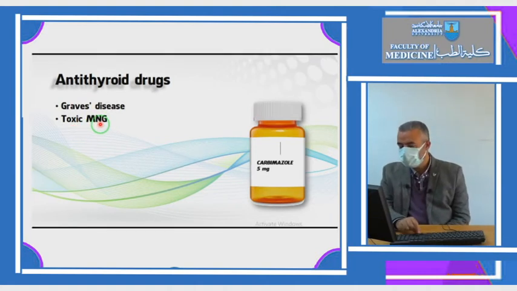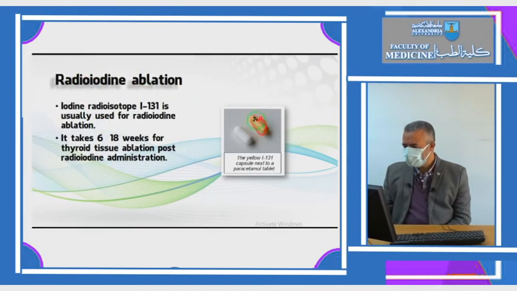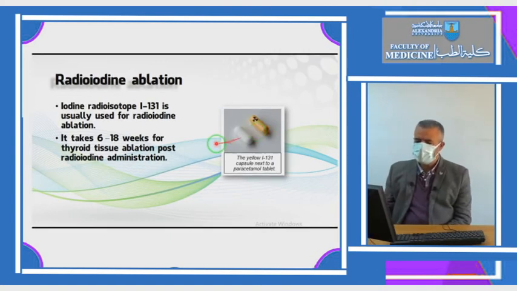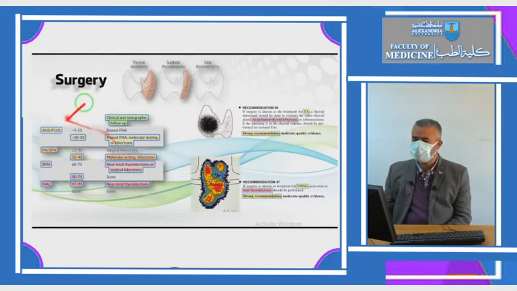We resort to surgery. The radioactive iodine ablation is usually taken in the form of a capsule, and actually you can see this radioiodine capsule beside a tablet of Panadol. So you can see that this is very easy to administer. However, you should know that the radioactive iodine ablation takes from 6 to 18 weeks to achieve the thyroid ablation. And then we go for surgery.